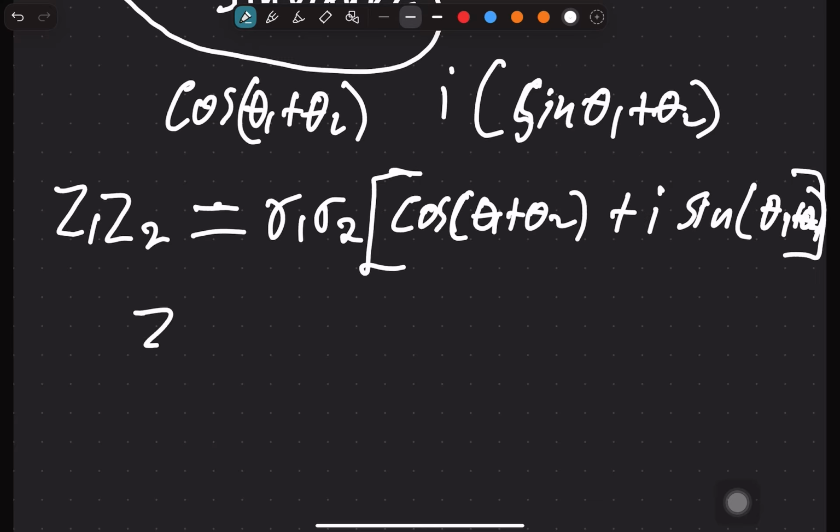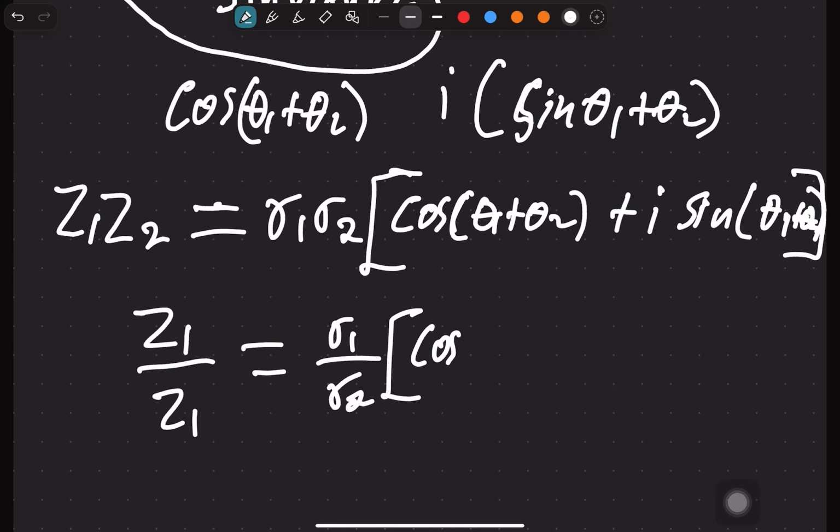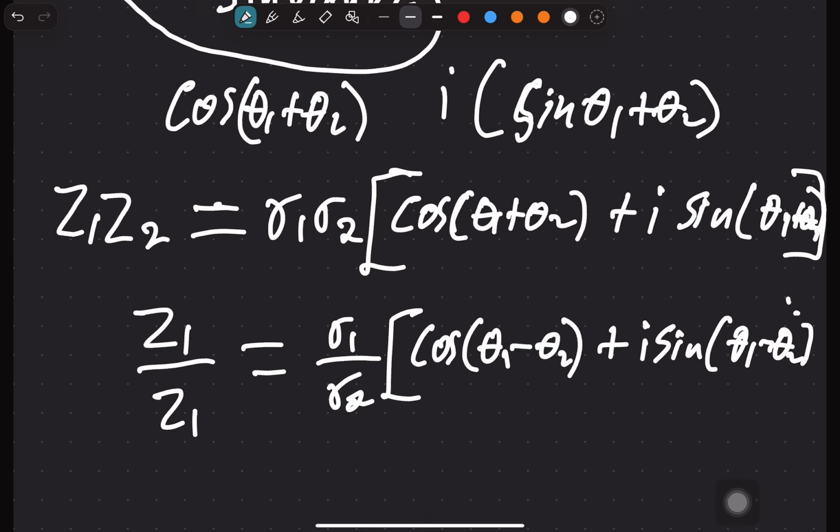Now it can also be proven that when you are dividing, we will have their moduli dividing, and their arguments subtracting, I sine of the difference, theta 1 minus theta 2. So this is how multiplication and division of complex numbers is done in the polar form.